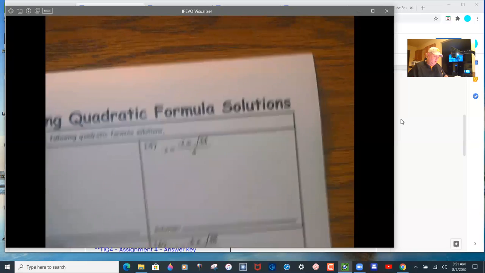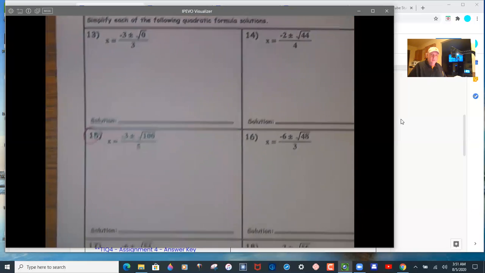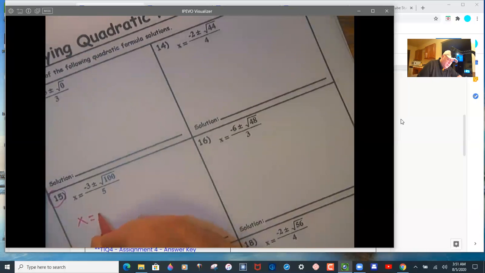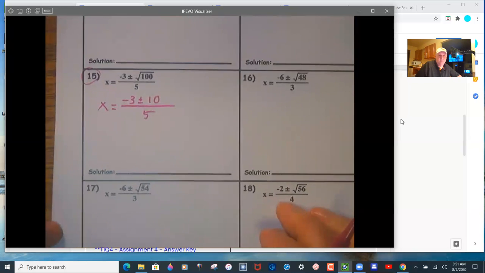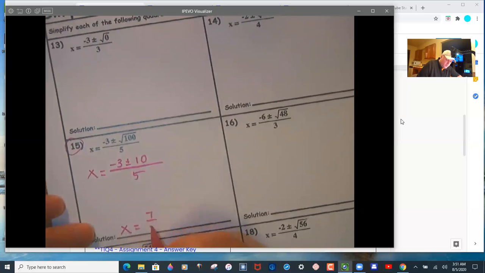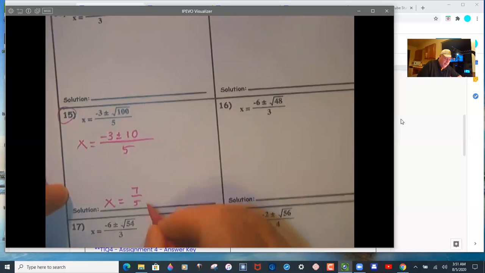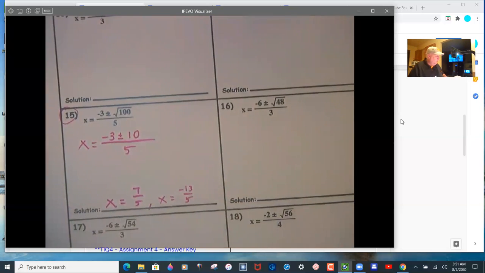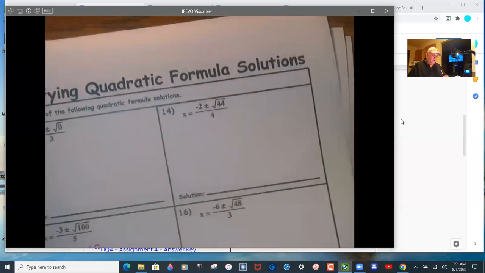Okay, we'll do another one here with nice reduction. So the square root of 100 reduces perfectly. I do recommend doing all of these because it's just good practice. Because in the next unit, you're going to get a very healthy dose of this. Okay, so now you have to do both operations. The first one is -3 plus 10, 7 over 5. And then the second one is -13 over 5. Really pretty simple.